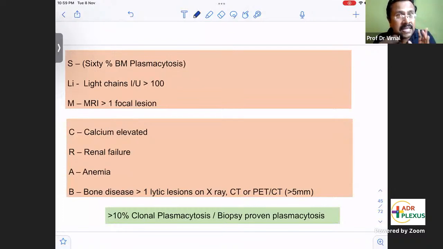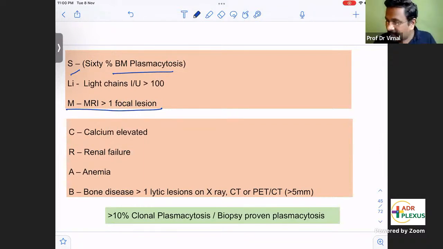Please remember, as I already insisted during the class, SLiM and CRAB are nothing but myeloma defining events. These criteria tell us that there is end organ damage. So what is the SLiM criteria? Bone marrow should have 60% plasmacytosis, meaning 60% of the bone marrow is occupied by plasma cells. The involved to uninvolved light chain ratio is more than 100, and MRI should show more than one focal lesion. So this is the SLiM criteria.